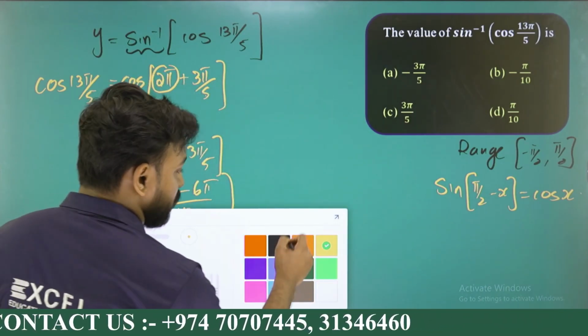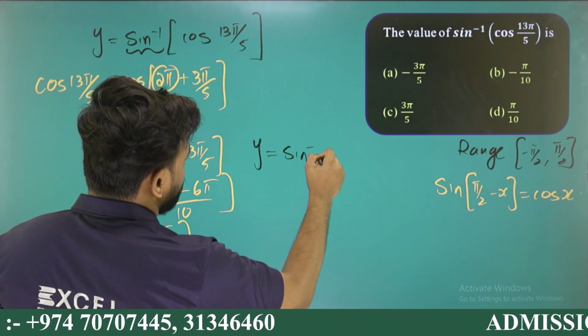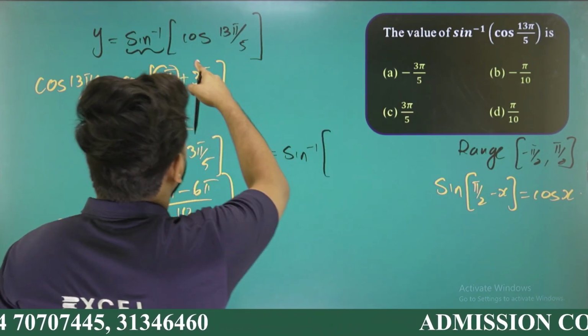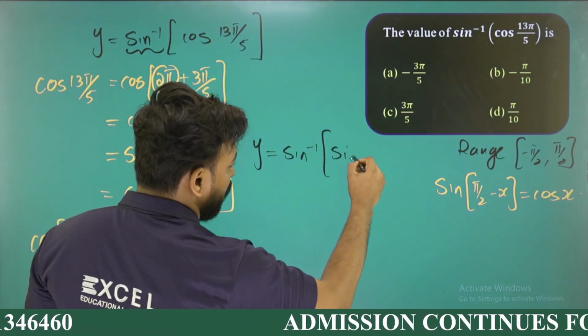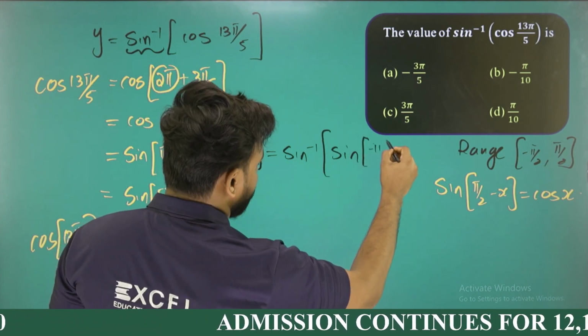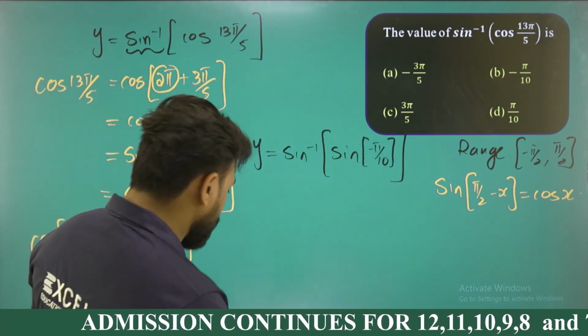So what's your y? Y is equal to sine inverse of cos of 13 pi by 5. Cos of 13 pi by 5 is sine of negative pi by 10. Here we are going to apply a property. What is that property?